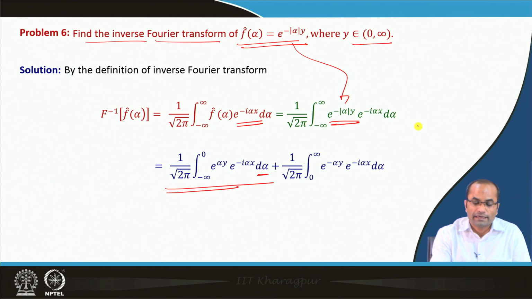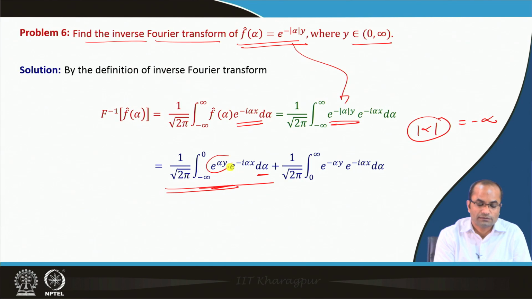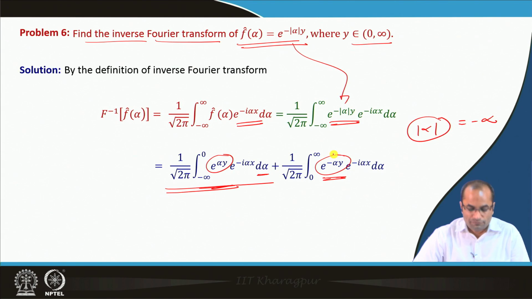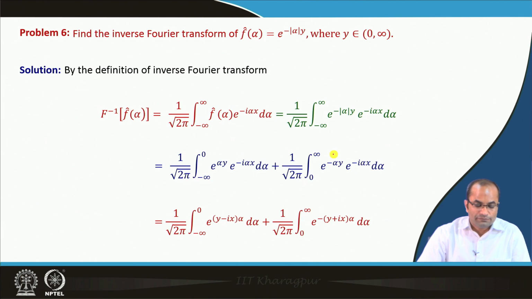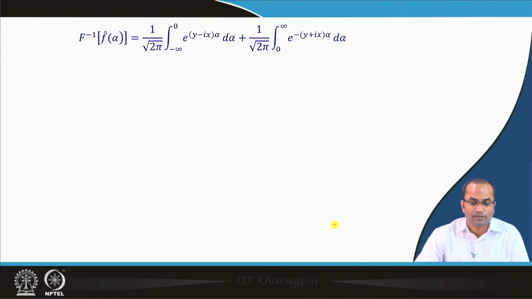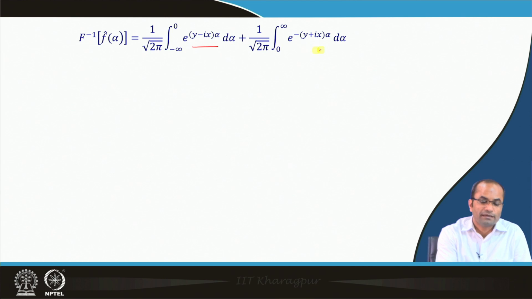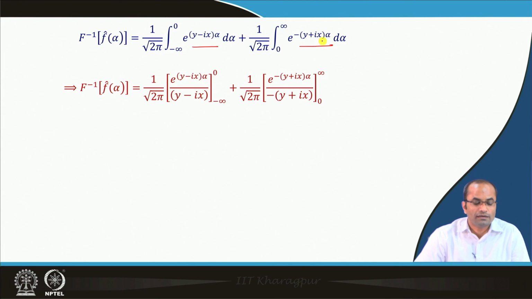So, because again this absolute value of alpha is there, that will be minus alpha in this range here. So, that is already incorporated, and in the positive range this absolute value of alpha will be just alpha. So, with this definition now we can club the two, because these are the exponential functions. So, we have clubbed y minus I x and then y plus I x, and each of them can be integrated with respect to alpha easily.